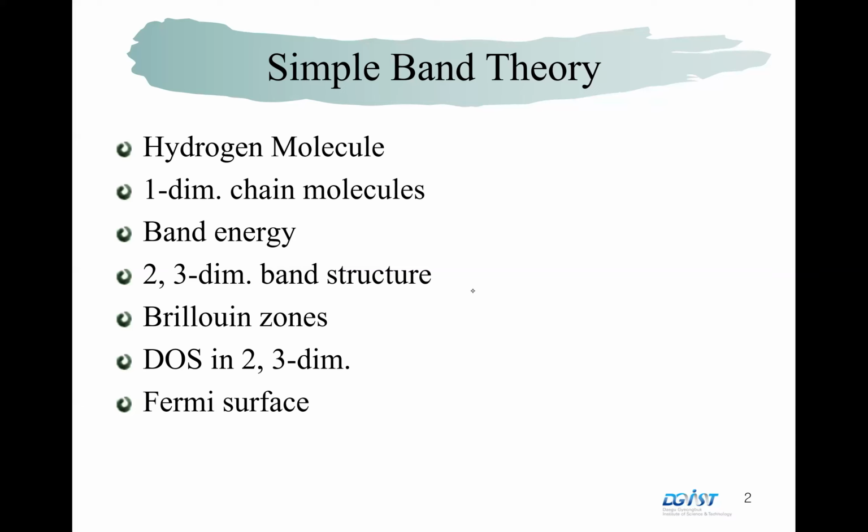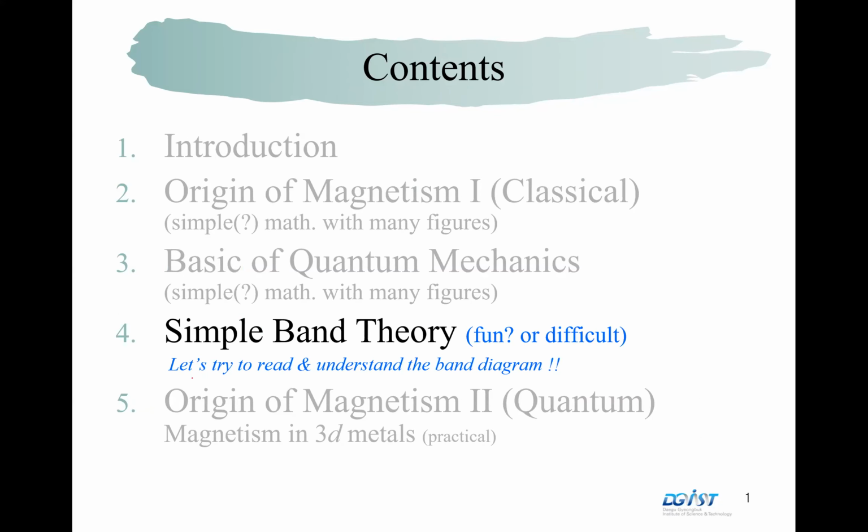So I'm going to start from the hydrogen molecule and also 1D chain molecules, and talk about the band structure in a 1D chain model, and then extend it to two-dimensional or three-dimensional band structure, and so on. Okay, so the goal of this lecture is to read and understand the band diagram. I hope this will be fun, and it's not that difficult. If I asked you to follow all the mathematics, maybe it would be difficult, but still I'm asking you to catch the main idea of this lecture.